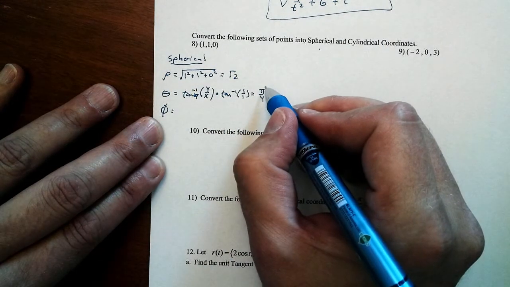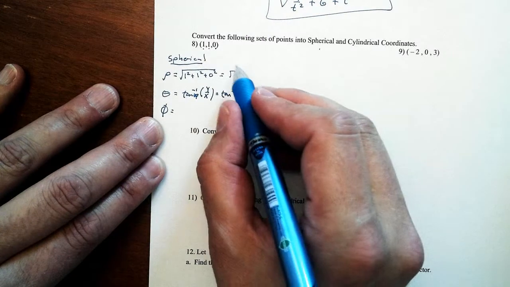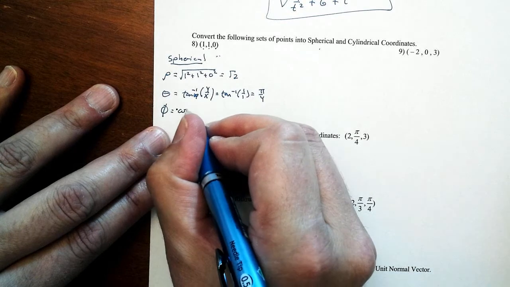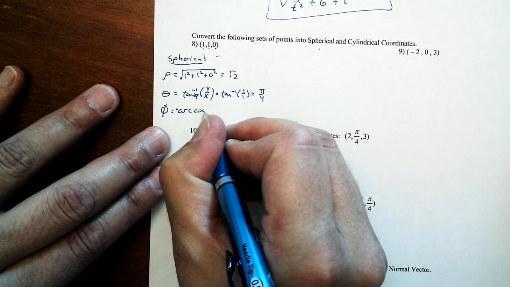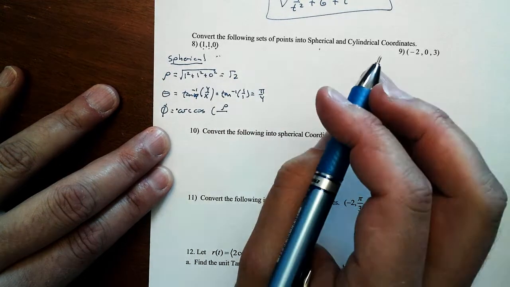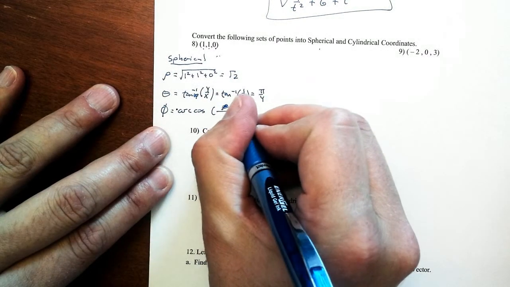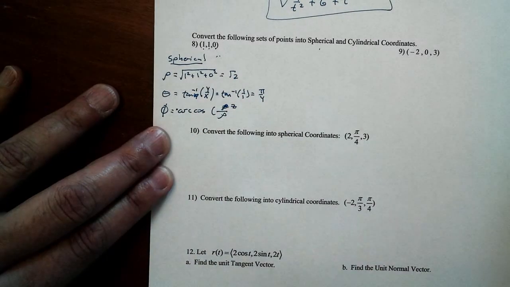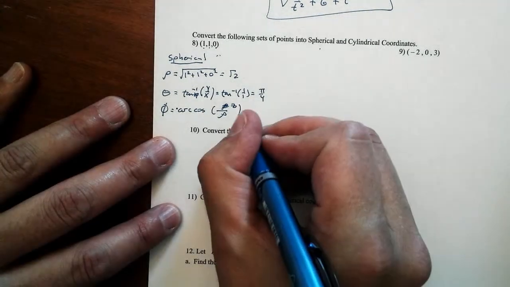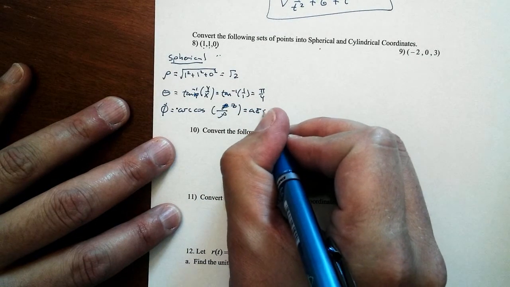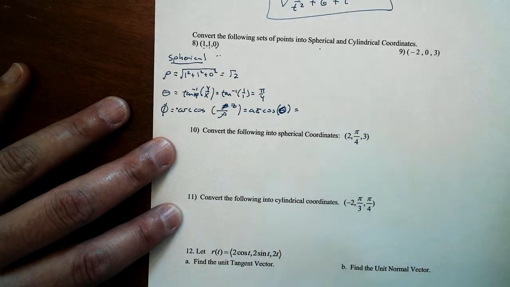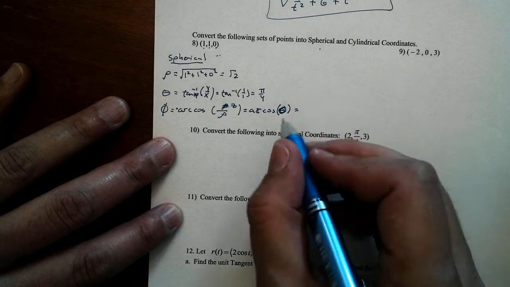Now be careful of your quadrant. I know I'm at 1, 1, 0, so I already know my quadrant right there. Now, to get phi, this was the arc cosine of z over rho. Sorry about that. And since z is 0, we're really looking at the arc cosine of 0, and that's going to give us pi over 2.